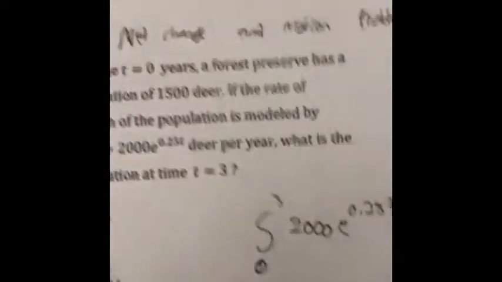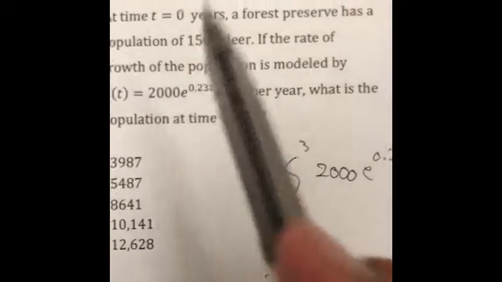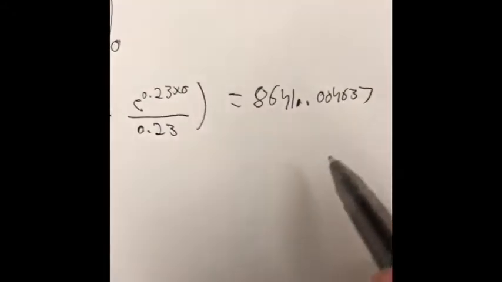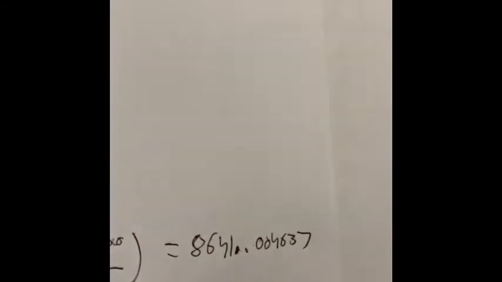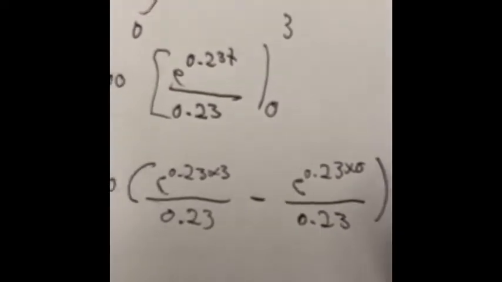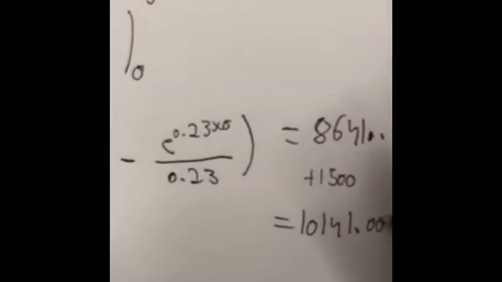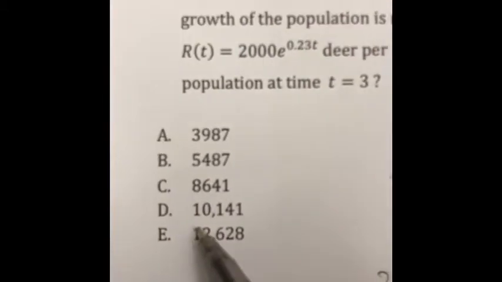But as we can see in the question, at t equals 0 the population was 1,500. So we should add it here also. Let's add 1,500 to this one. It will give us 10,141.004637, which means that the answer is D.